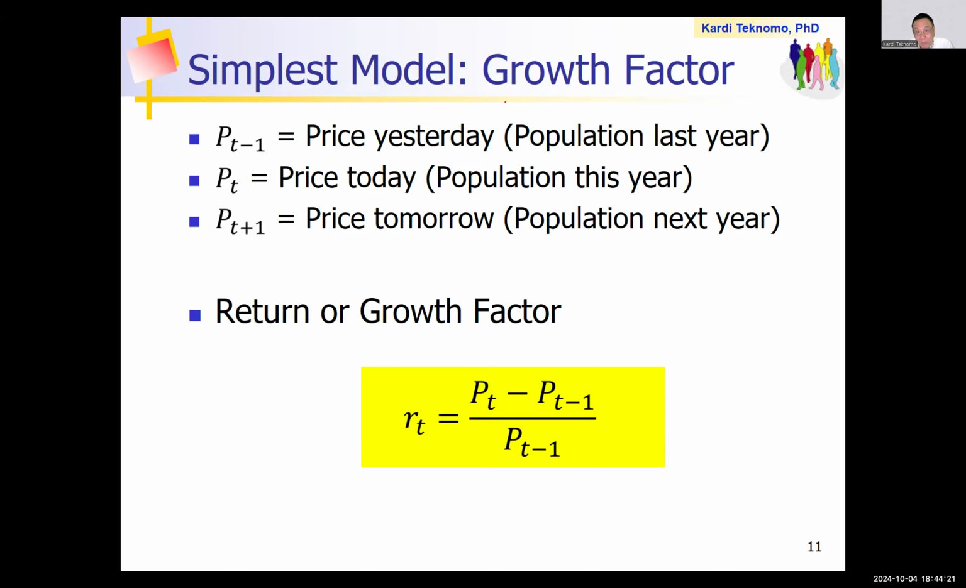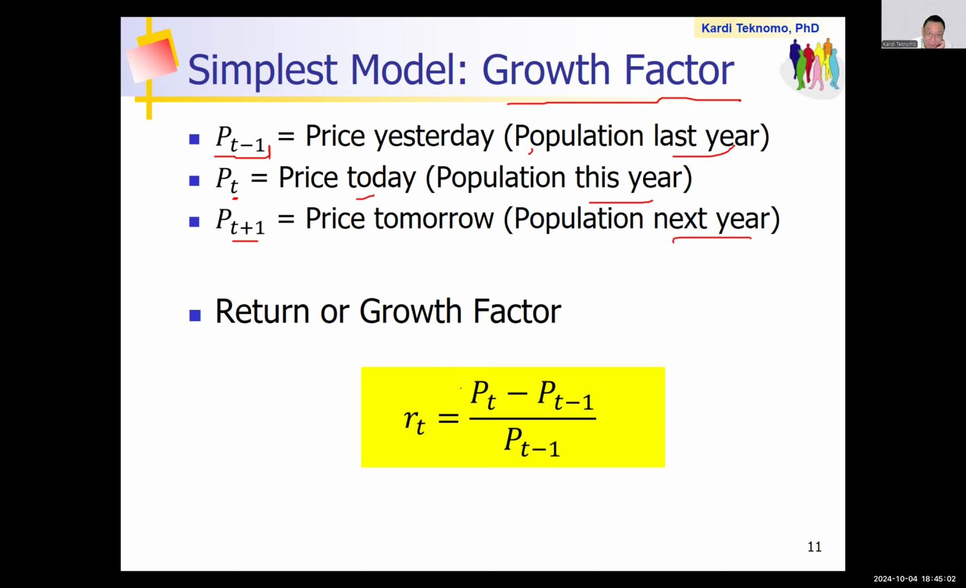Okay, growth factor, for example. You have P, which is the price or population or economic GDP and so on. It depends on you who define this. So say, for example, price, or population. When we put the subscript T minus 1 here, that means yesterday or last year. And we put subscript T here, that means today or this year. When you put T plus 1, that means tomorrow or next year.